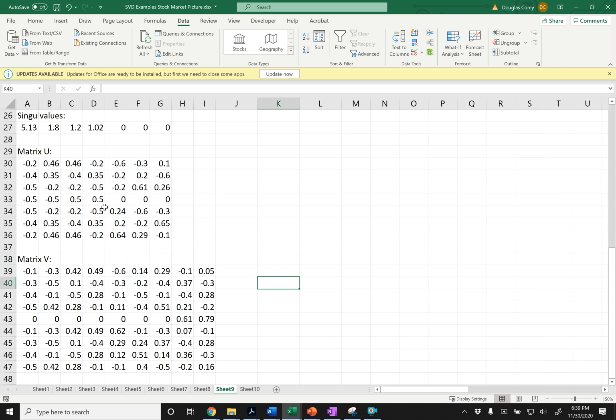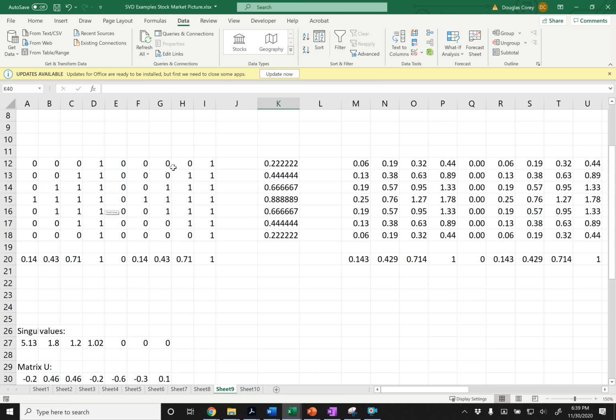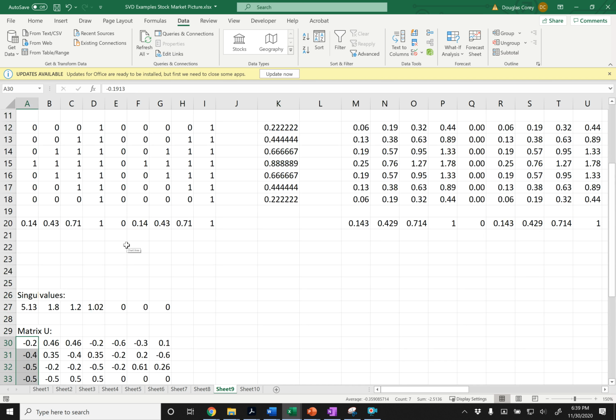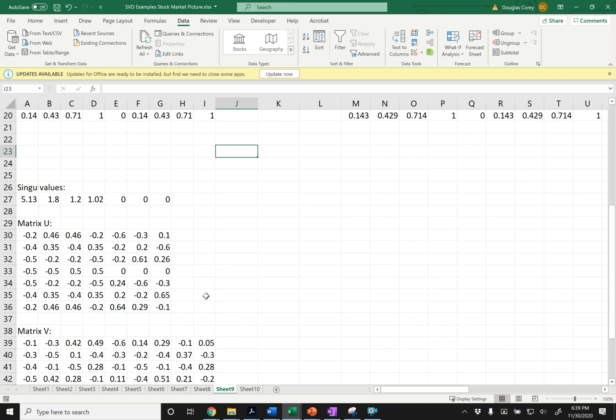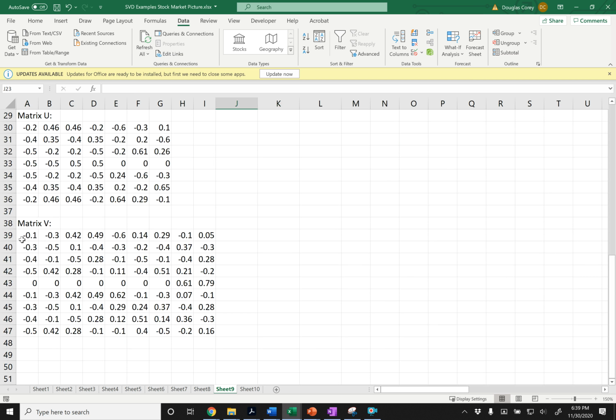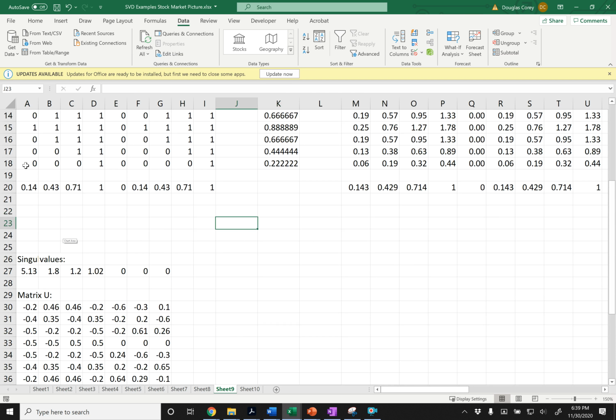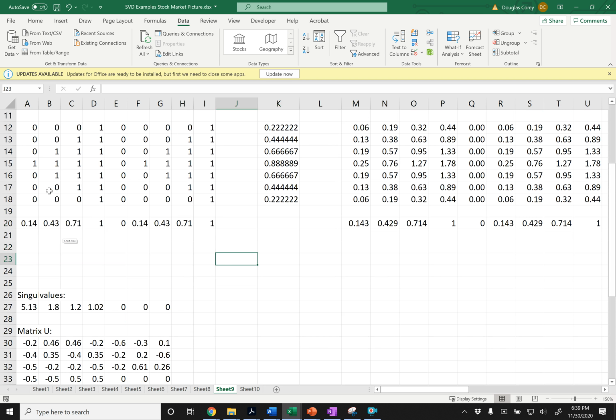One of them corresponds to vectors going up and down, kind of like this one. So they're the same length as the number of rows, and that turns out to be U. So here we have 1, 2, 3, 4, 5, 6, 7, and here we have 1, 2, 3, 4, 5, 6, 7. And the V matrix corresponds to, there's a vector for every column.